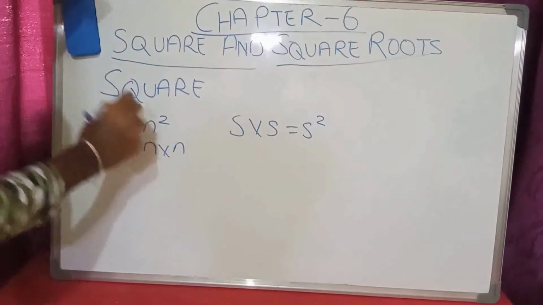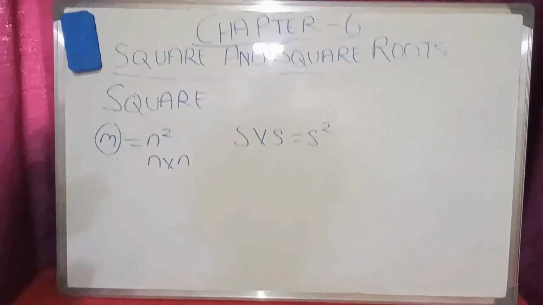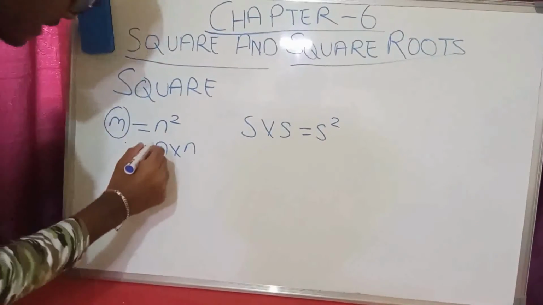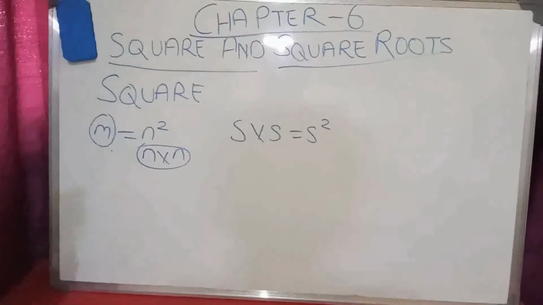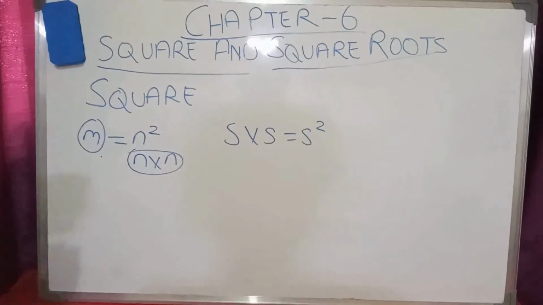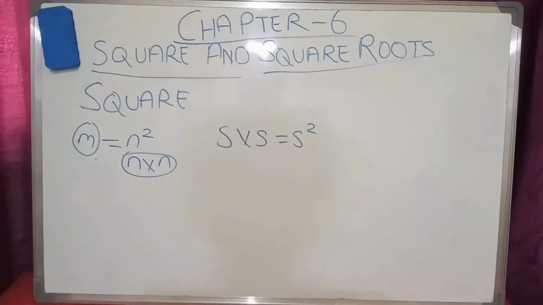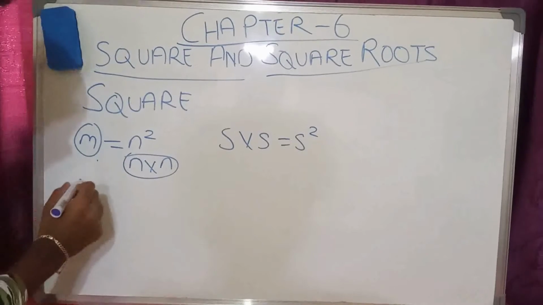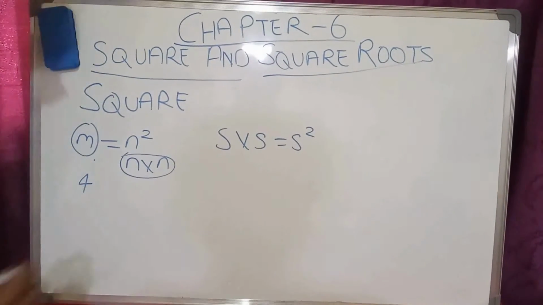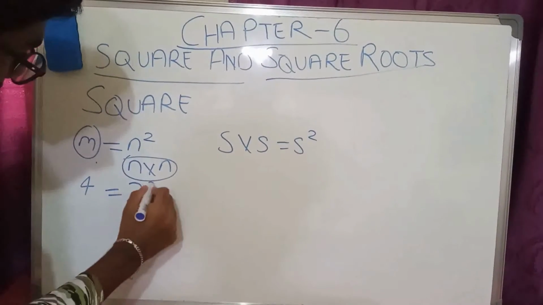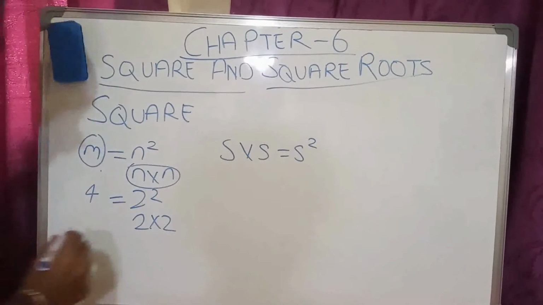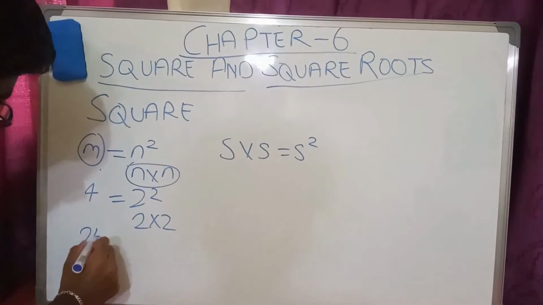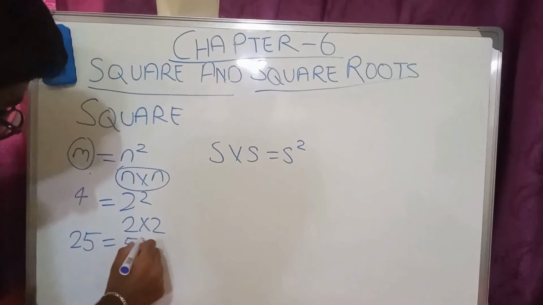We have learned exponents and powers last year. So when we multiply n with itself two times, we get n square. But it's not always the case that m will be a square number. For example, 4 can be a square number because it can be 2 square, as it will be 2 into 2. And 25 can be a square as 5 square.